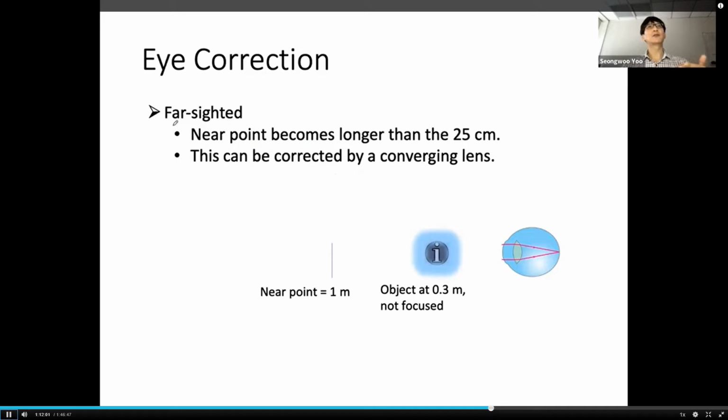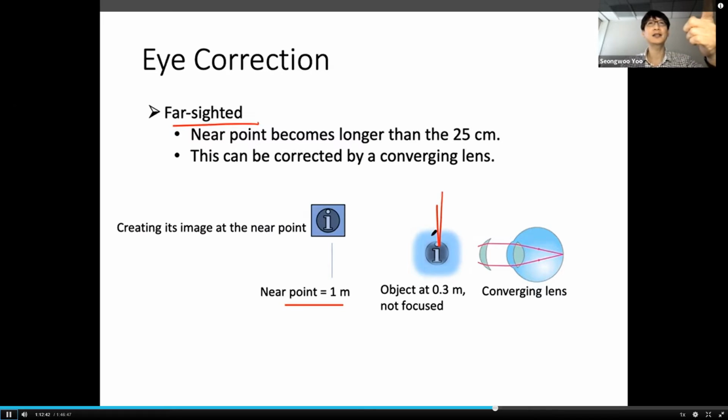Now, for far-sighted vision, the near point is no longer at 25 centimeters. It's much further away, like 1 meter. So when I want to read a book or watch YouTube on the iPad, and the iPad is placed 30 centimeters from my eyeball, this cannot be focused or imaged. I will just end up with a blurry image. So what do I have to do? I need to wear a corrective lens, and its function is again to generate an image of this object at the near point.